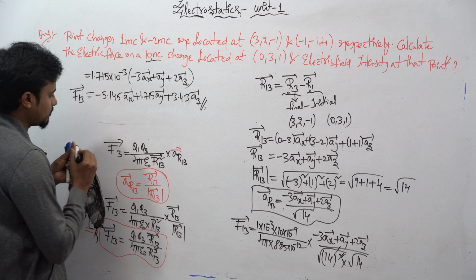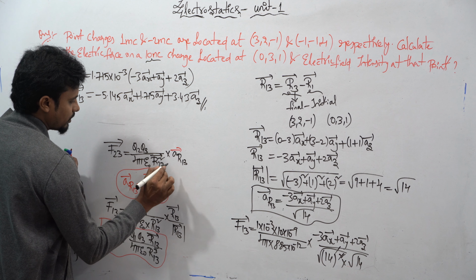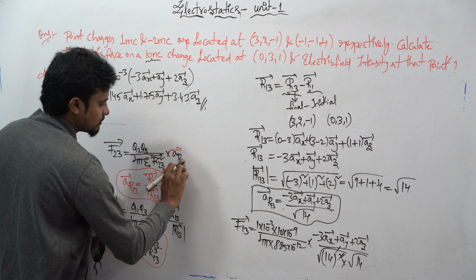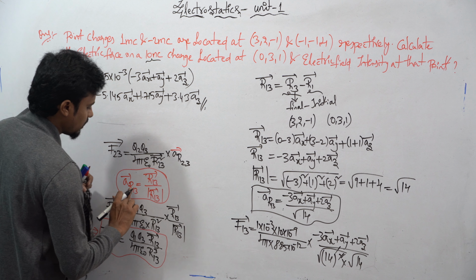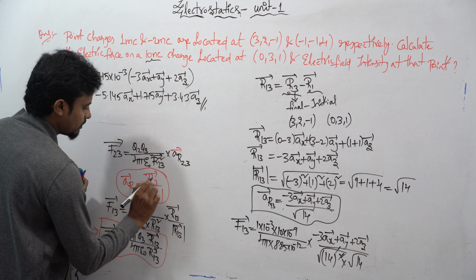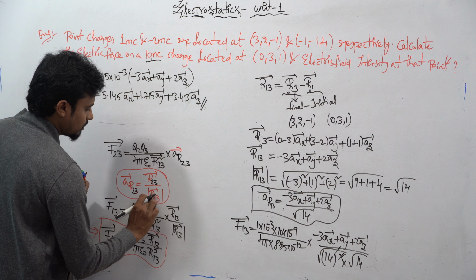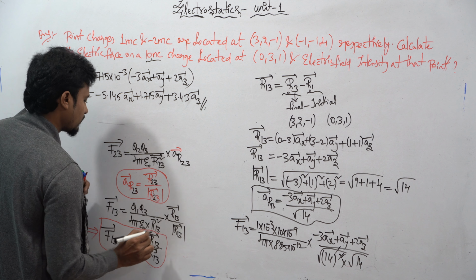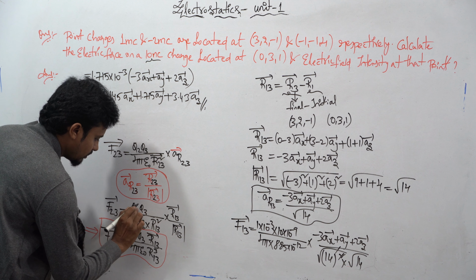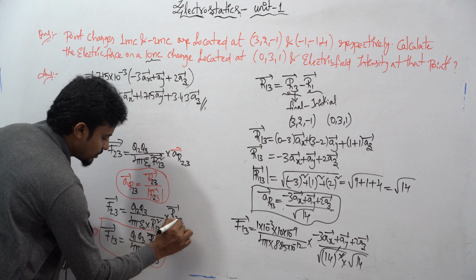So here the subscripts will be 2, 3 everywhere: here 2, 3, and similarly here also 2, 3, here also 2, 3, and here also 2, 3.